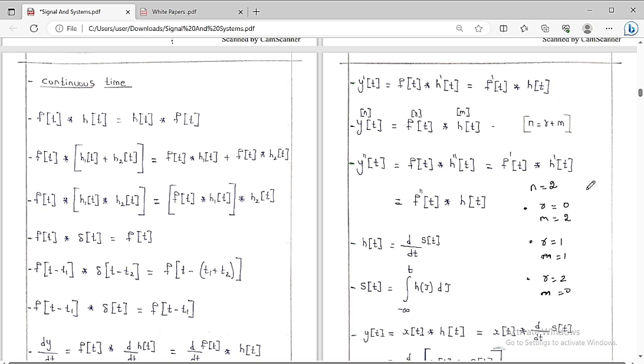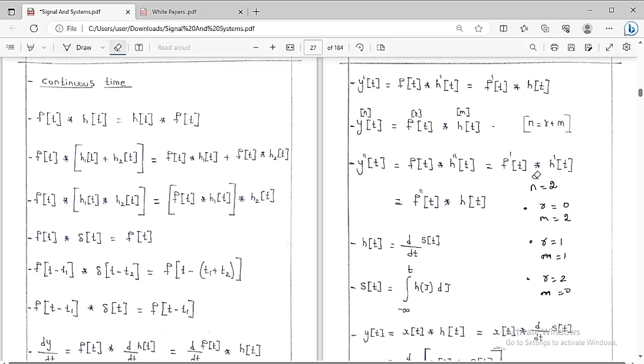Suppose if n is equal to 3, then what is going to happen? Let me write here. If n is equal to 3, then r can be 2 and m can be 1, or r can be 1 and m can be 2. Any other possible? No, only these two are possible so far.